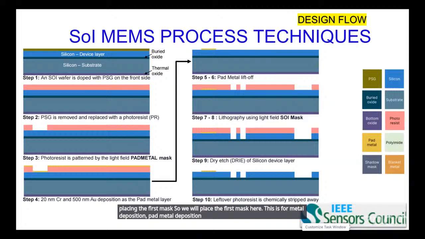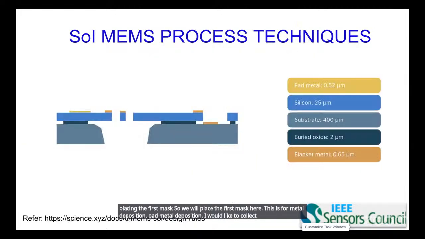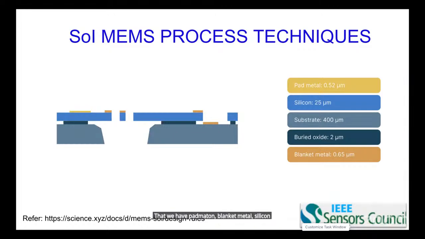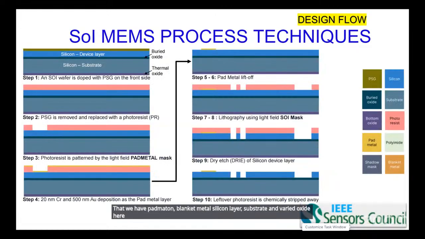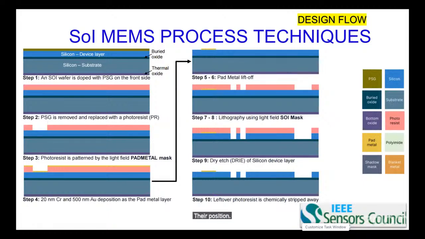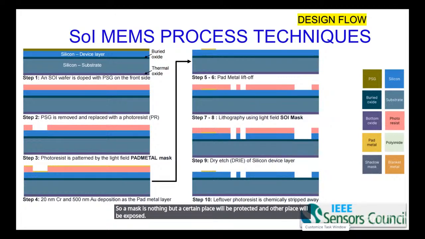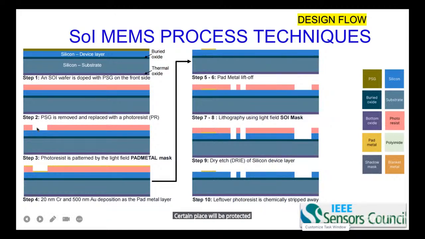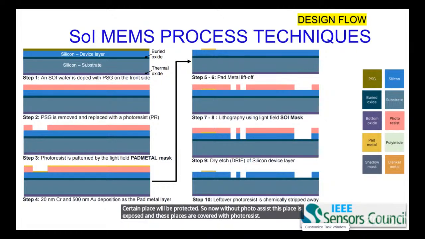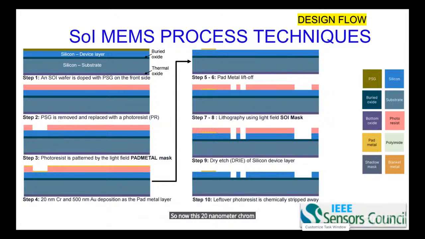I would like to recollect that we have pad metal, blanket metal, silicon layer, substrate, and buried oxide here. So the first mask here is placed for pad metal deposition. So this is the first mask, pad metal. A mask is nothing but a certain place will be protected and another place will be exposed. So now without photoresist, this place is exposed and these places are covered with photoresist. Now 20 nanometer chromium and 500 nanometer gold is deposited as the pad metal layer. So it is deposited over this.